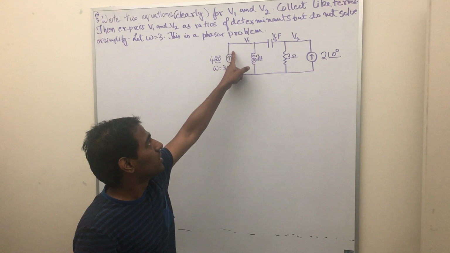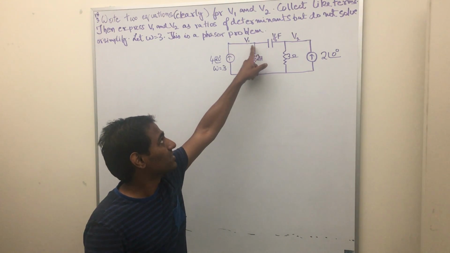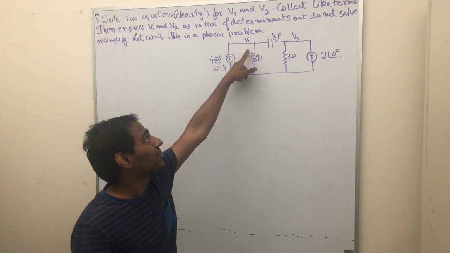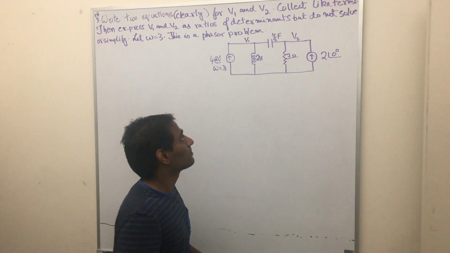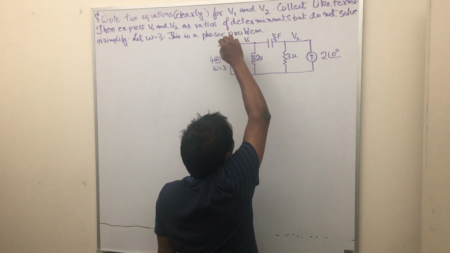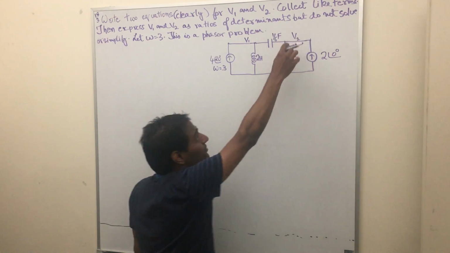Since the terminals of this current source, the resistor and the capacitor are basically the same point, you can assume all of them as V1. So these two could be considered as V1 and these two could be considered as V2.